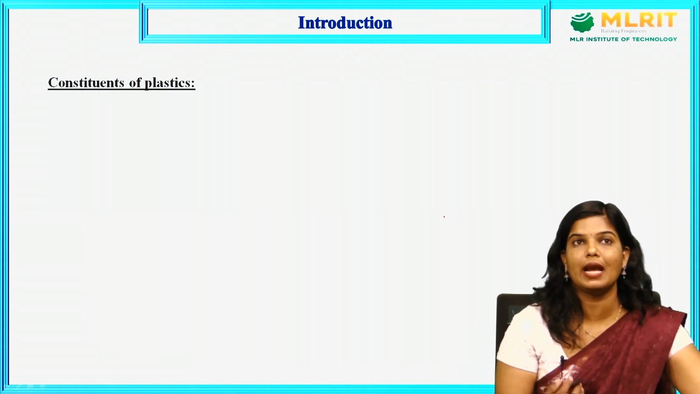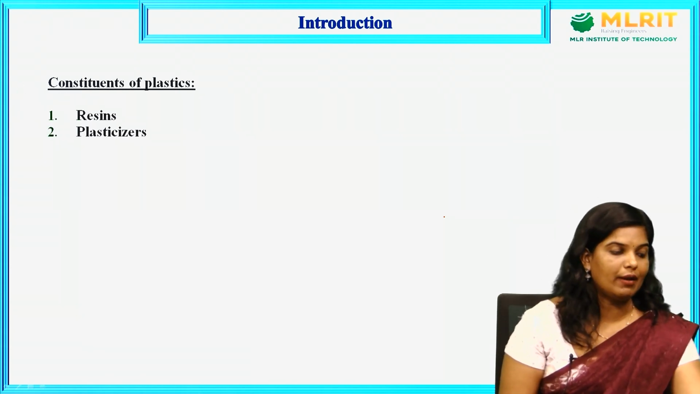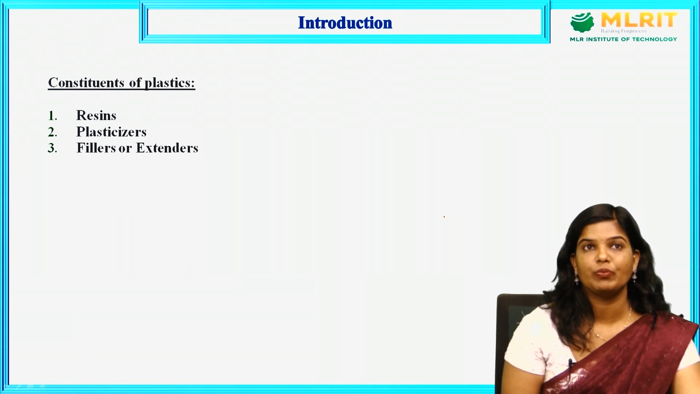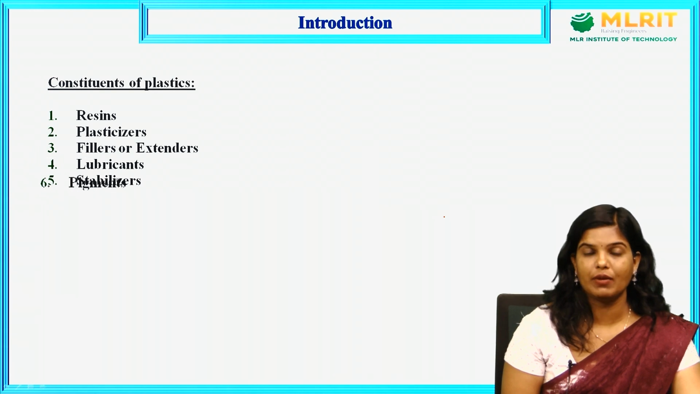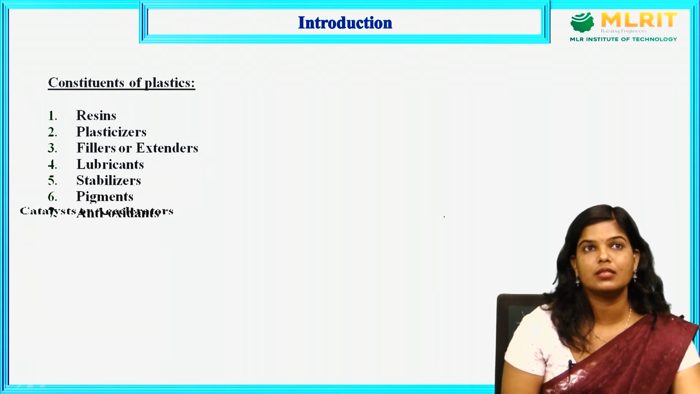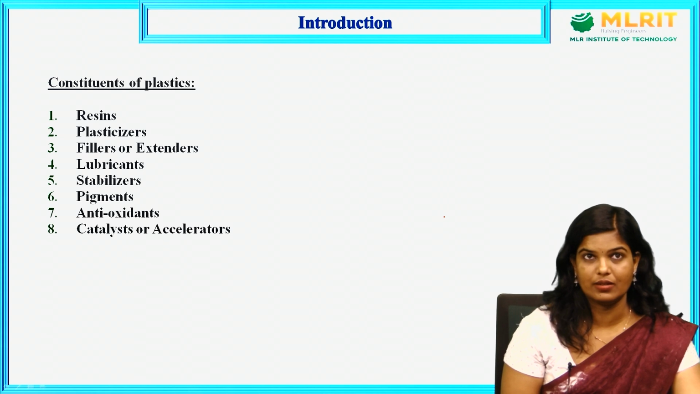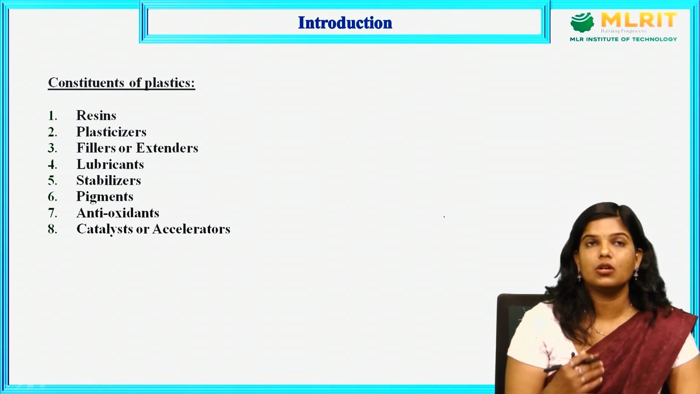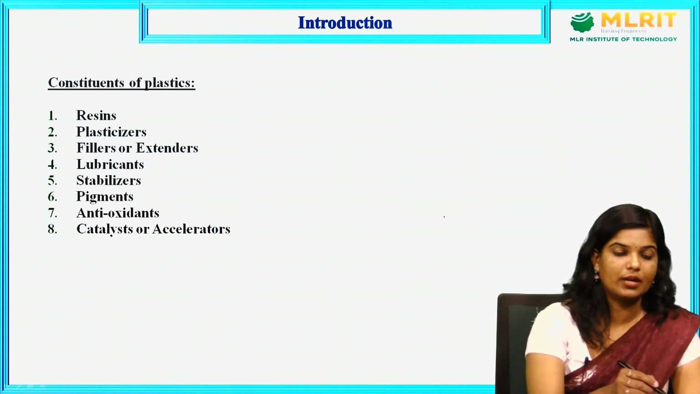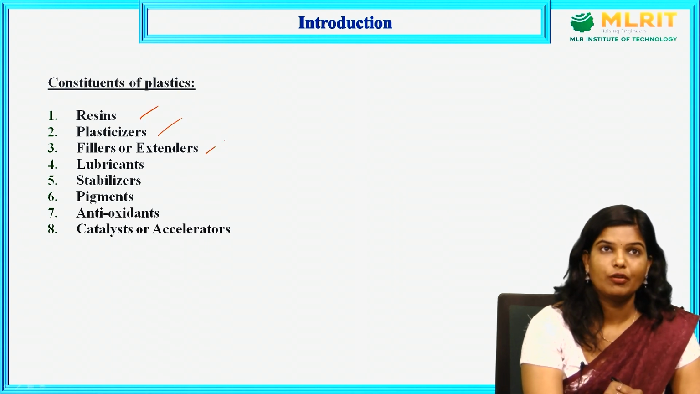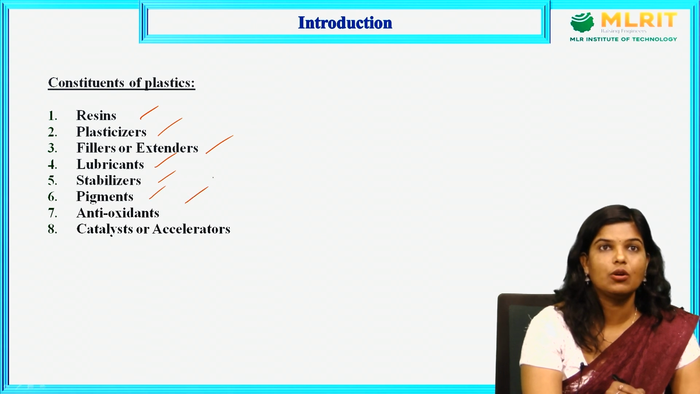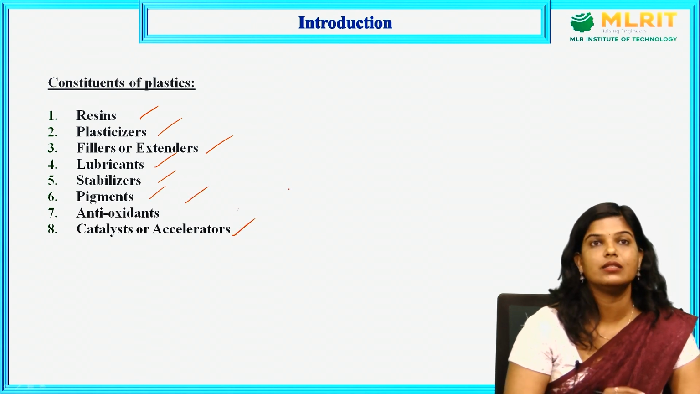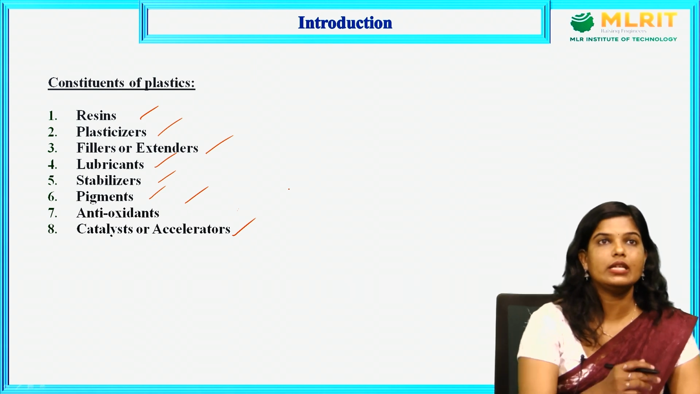What materials should be added along with a polymer to make it a plastic? We have to add resins, plasticizers, fillers, lubricants, and stabilizers. After that, we have to add pigments, antioxidants, as well as catalysts or accelerators. So a plastic should contain resins, plasticizer, filler, lubricants, stabilizer, pigments, antioxidant, as well as a catalyst or accelerator. Now let us see each one by one.